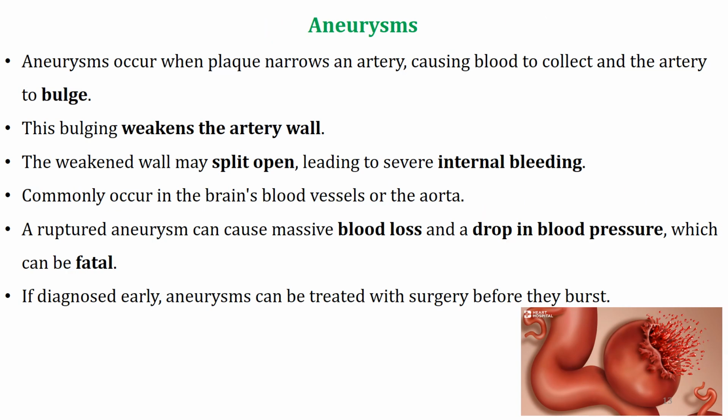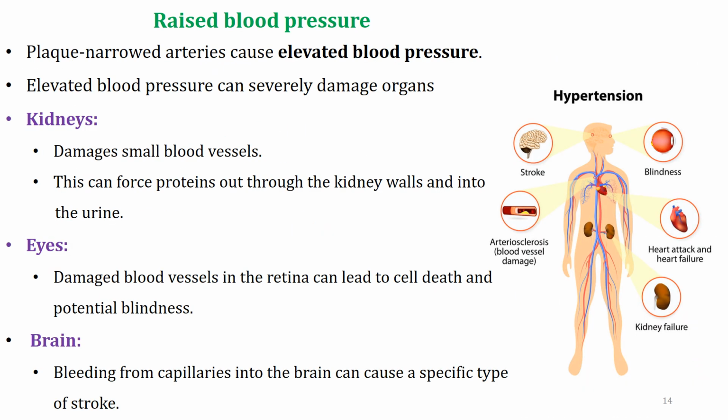An aneurysm happens when a plaque-narrowed artery bulges with blood. The artery wall becomes weak and may burst, causing internal bleeding. This is especially dangerous in the brain or aorta. If detected early, surgery can prevent a rupture. Brain, where bleeding may cause a stroke.